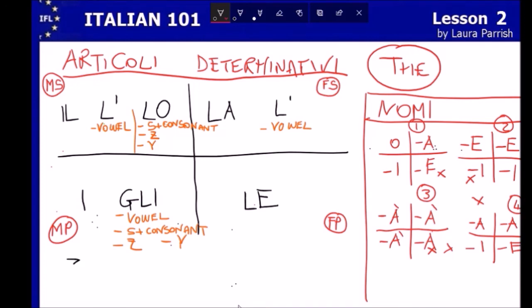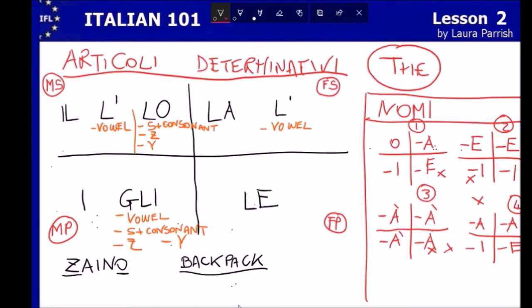For example, let's write this word, zaino. It ends in O, so you know it's masculine singular. What does that mean? It means backpack. I don't know if I spell it correctly, but whatever. It means backpack, and it ends in O, but it starts with a Z.